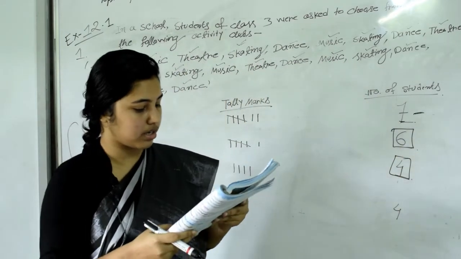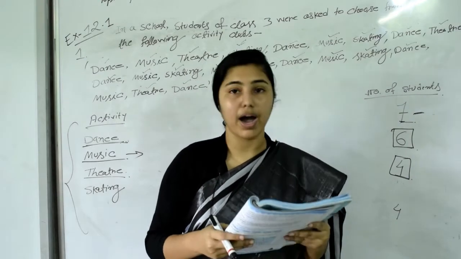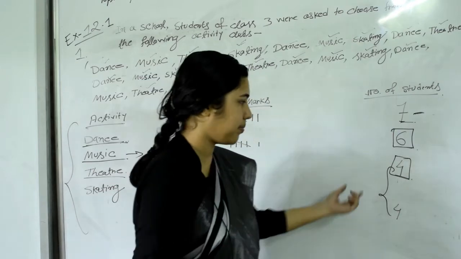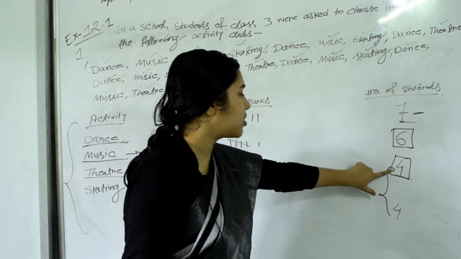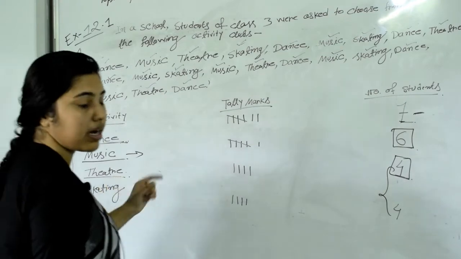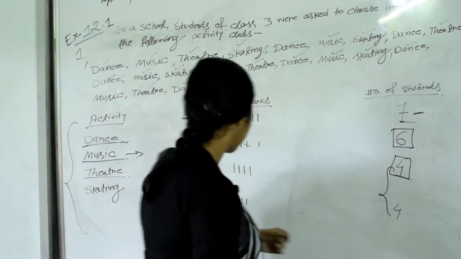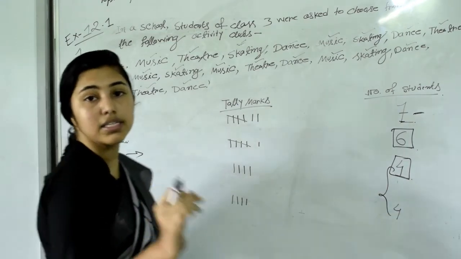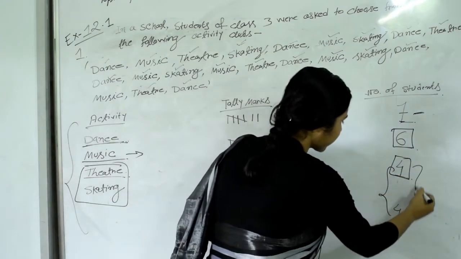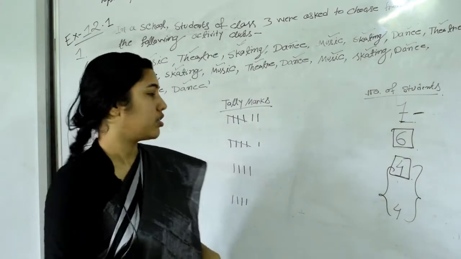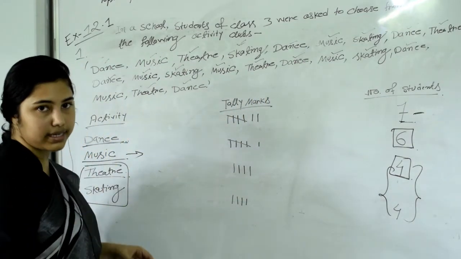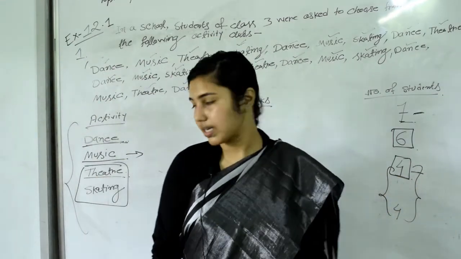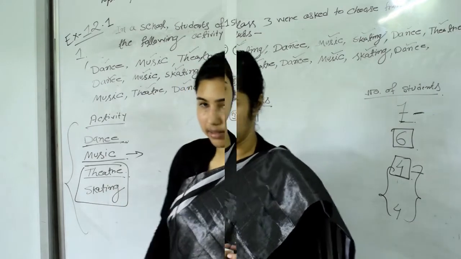And last question, which activity is chosen by 4 students? So here these two numbers are the same, 4 and 4, which means 4 students like theatre and also 4 students like skating. So here our answer is theatre and skating both, because the same number of students like theatre and skating, which is number 4.